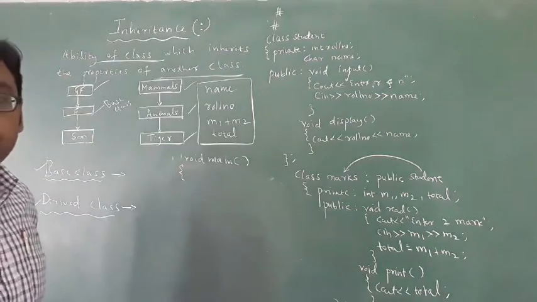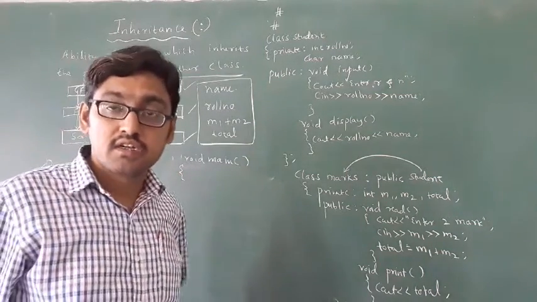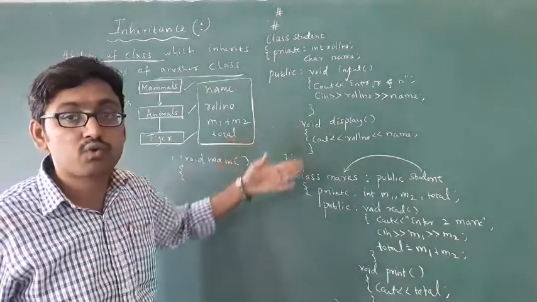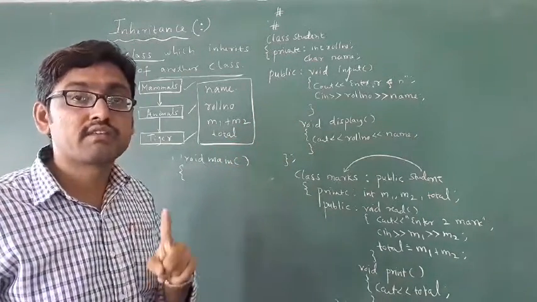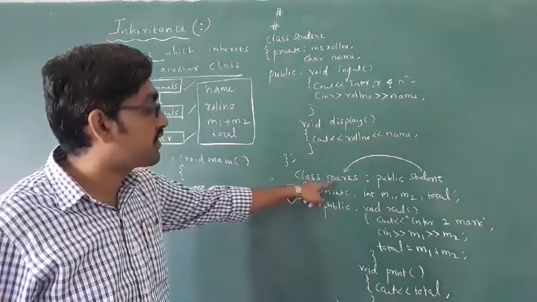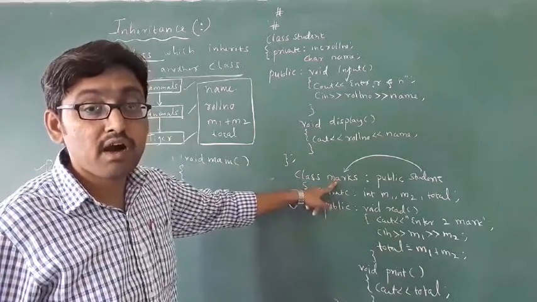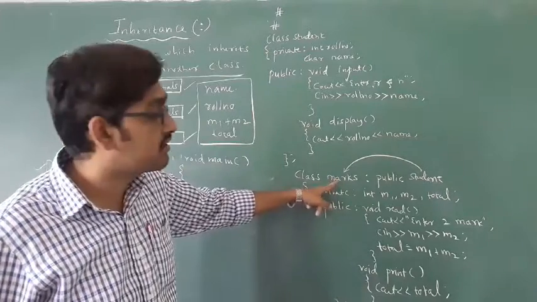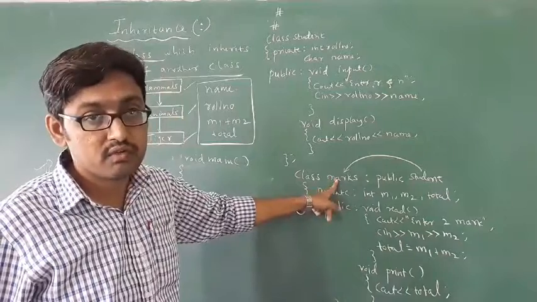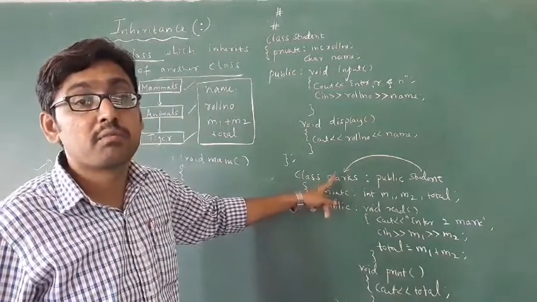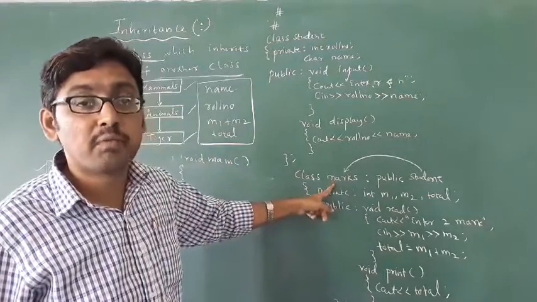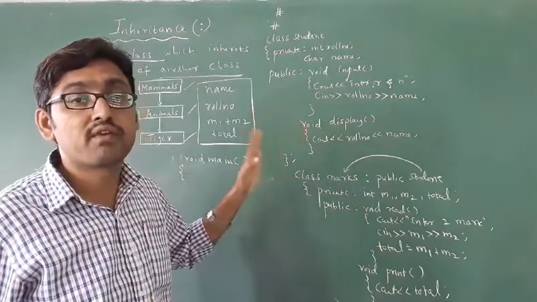In void main, how do you create an object using a class? Here you have two classes, so which class name should you take? Make sure you take the derived class name, Marks, because all the Student properties come to Marks. When you create an object, you must take the class name Marks. Always take the derived class name.